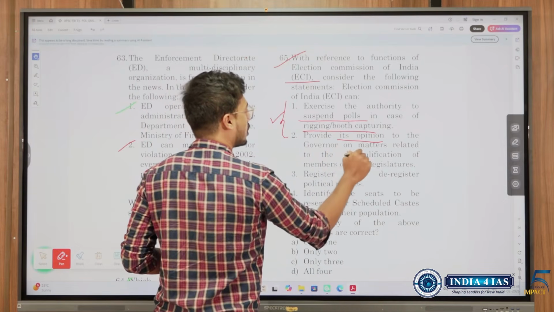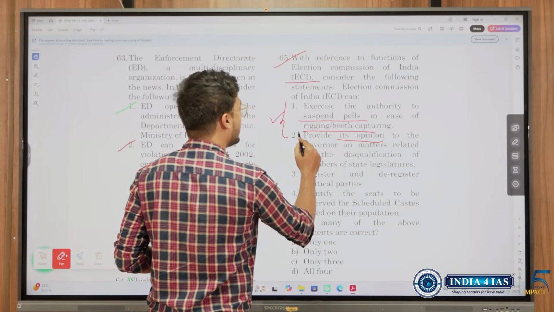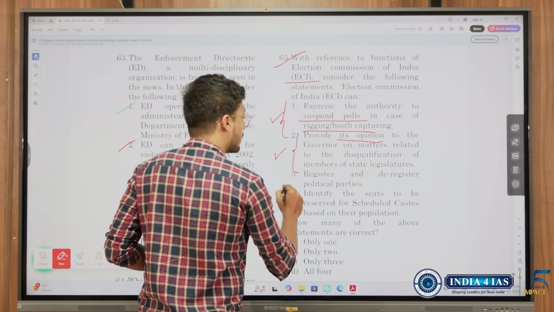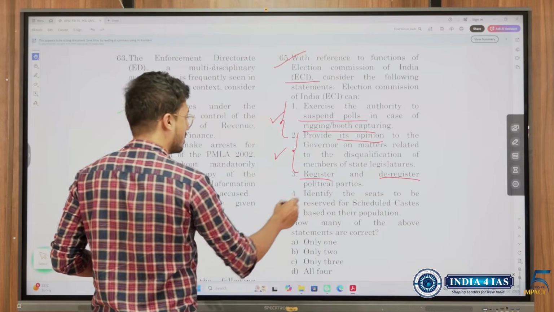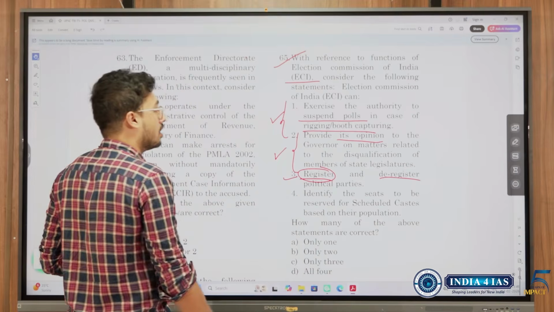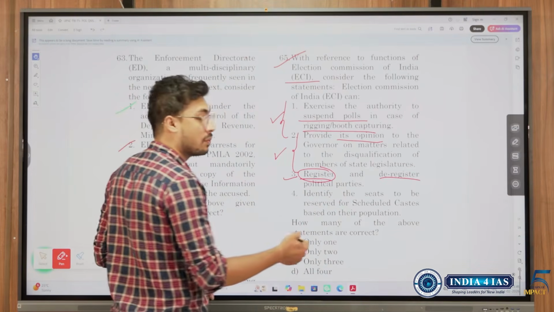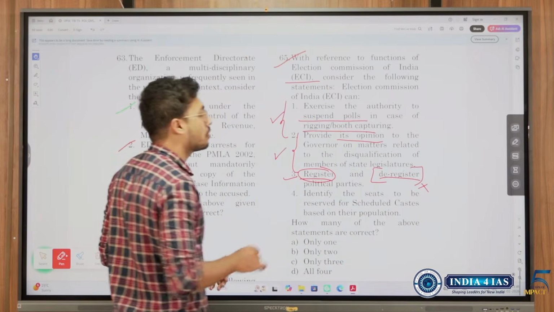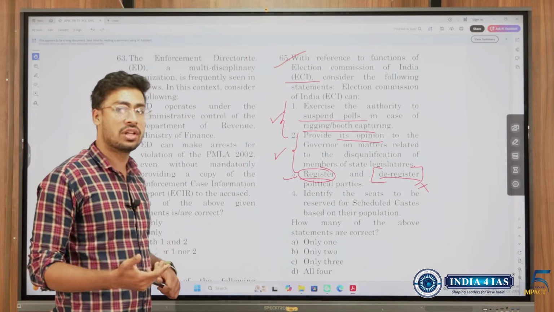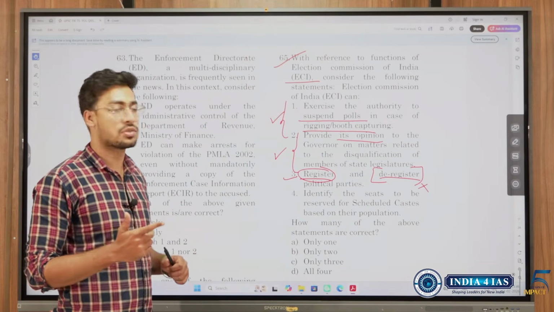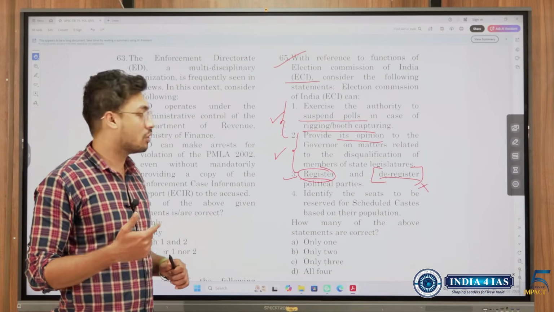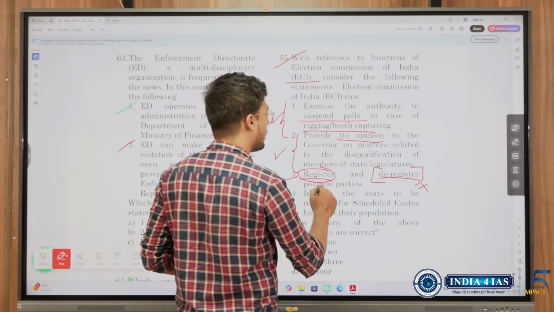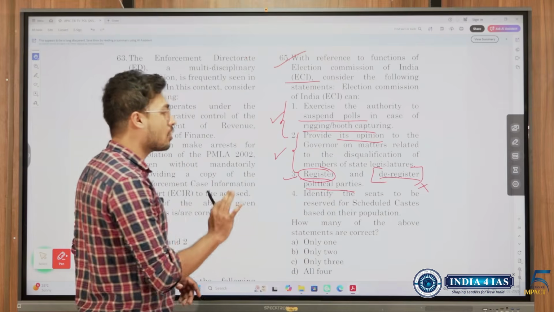Provide its opinion, a non-binding opinion, to the governor when it comes to disqualification of members of state legislature. Yes, this is also correct. Register and deregister parties, we'll see. Register parties, yes. But deregistering of political parties, this power has not yet been given to the Election Commission of India, because political parties at the beginning, when they want to register, follow all the protocols. But there are issues with respect to political parties which are observed at a later stage. So the power of deregistering political parties is not yet given to the Election Commission of India.